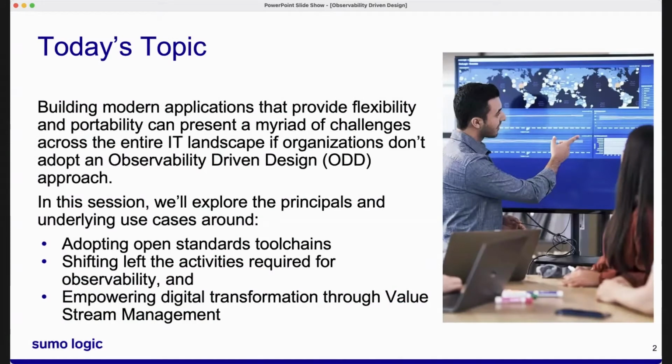Today's topic is going to be around observability driven by design. We're going to talk about the myriad of challenges across the IT landscape if organizations don't adopt an observability driven by design first approach, especially when building modern applications that provide flexibility and portability. So in this session, we're going to explore some of the principles and underlying use cases around adopting open source tool chains, shifting left the activities that are required for observability, and empowering digital transformation through value stream management.